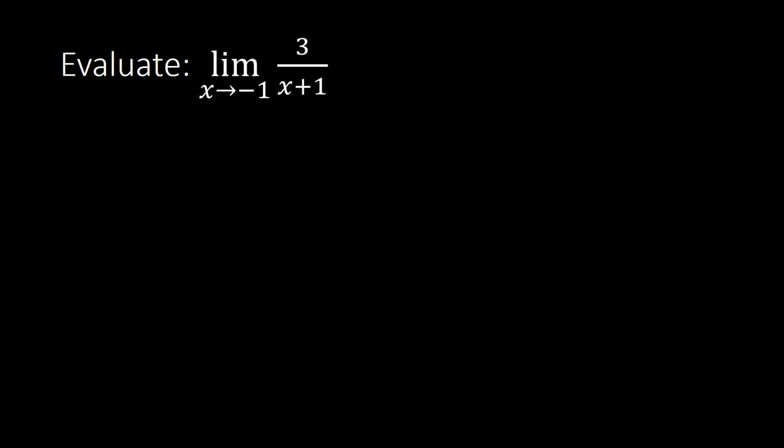Once you have the limit of 3 over x plus 1 as x approaches negative 1, all you have to do is look at it: we don't have a sign at the top of negative 1. That means we are going to evaluate the limits from the left and from the right of that function.